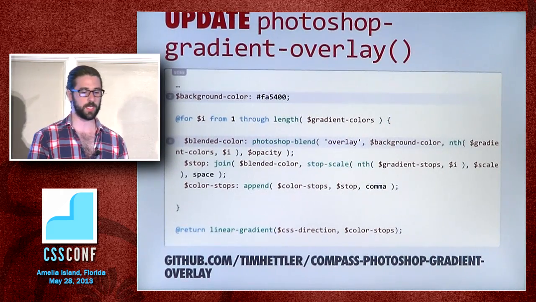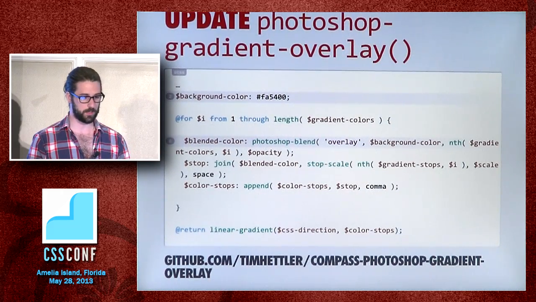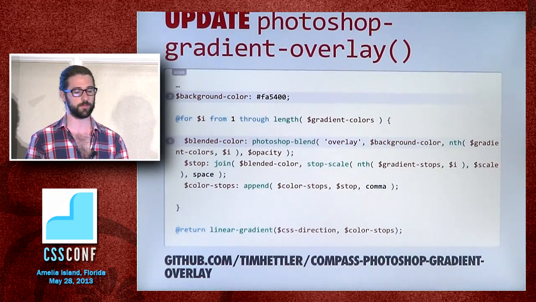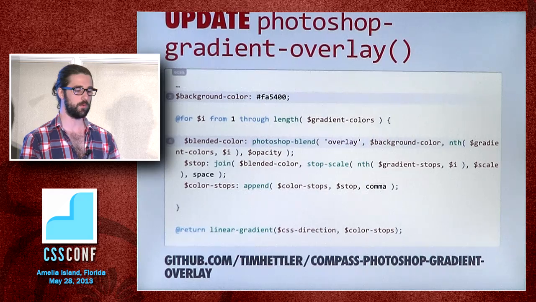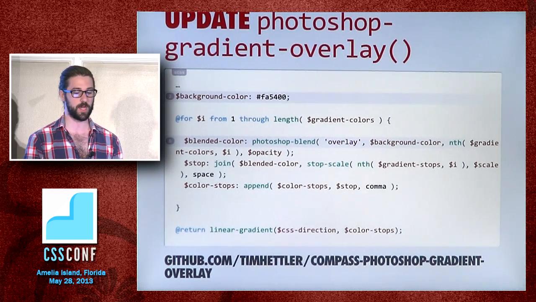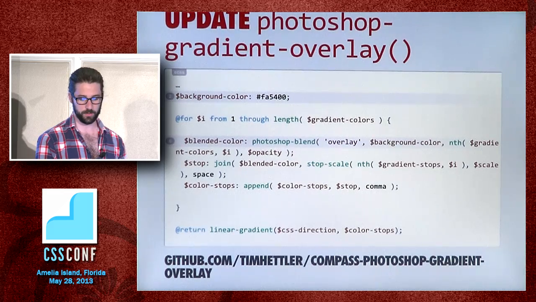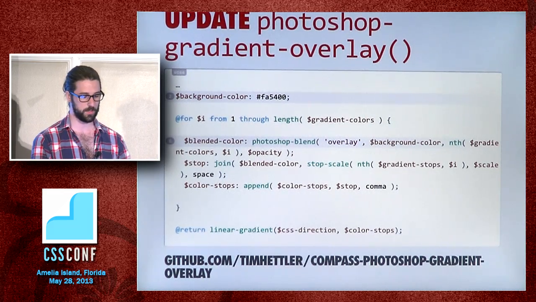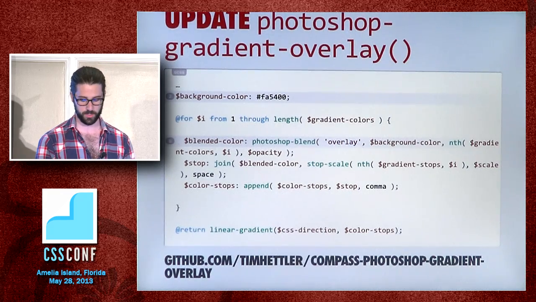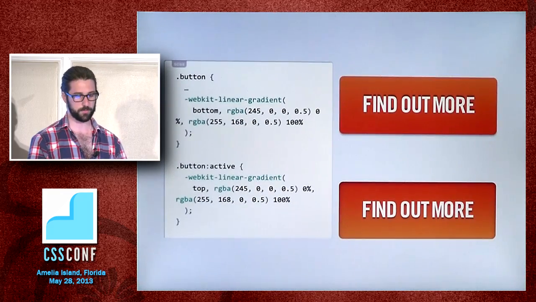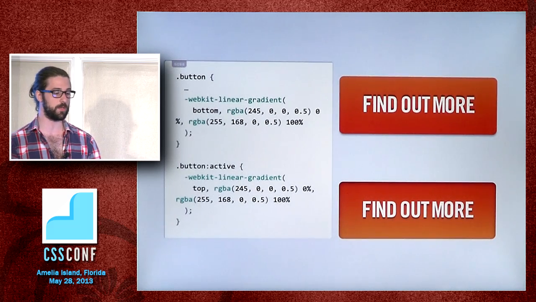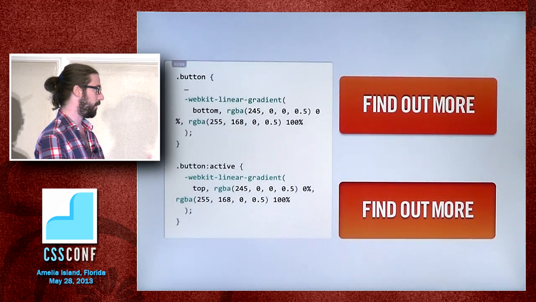So let's update our gradient overlay conversion. This time, we're going to loop through all the colors, but instead of just returning that color, we're going to blend it with our background color first, and then return that blended color. I turned this into a Compass extension too, so if you want to use this, you can go on my GitHub account and check it out. But let's put that into our project now, and when we use those blend modes and we compile our CSS, our button looks perfect.